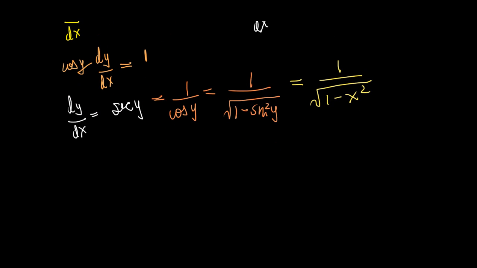So there it is. We have found out that the derivative with respect to x of sine inverse of x is 1 over the square root of 1 minus x squared. Okay, so there you go.